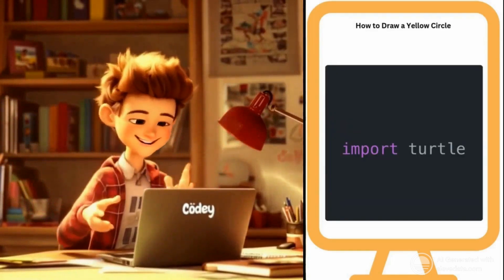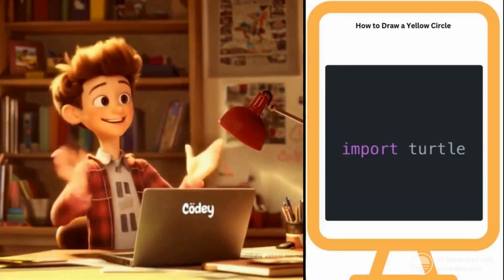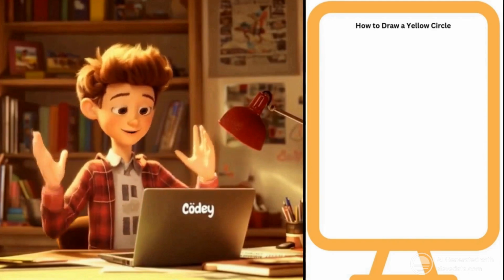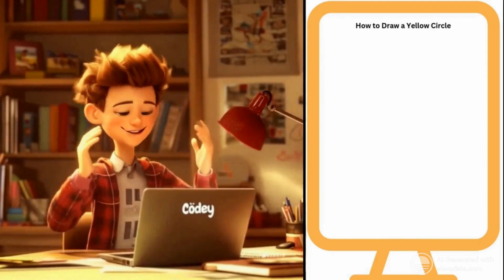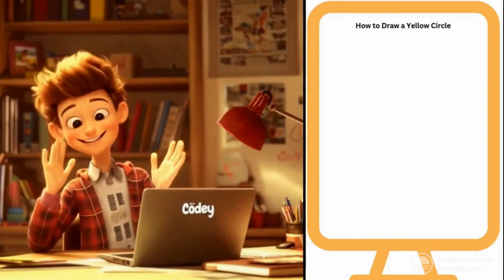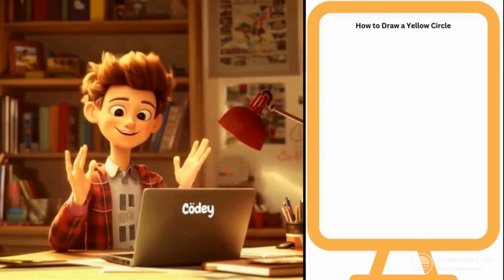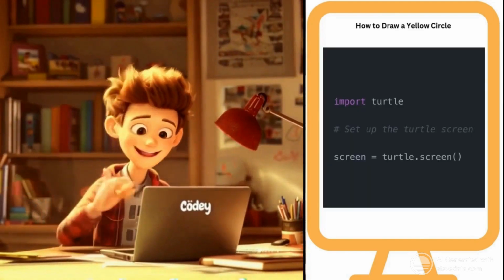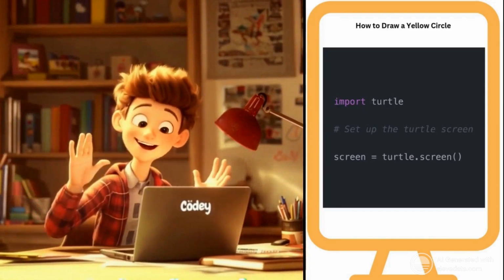Now that the turtle is here, we need a drawing board, a clean screen, where our turtle can move around and draw. So we roll out the digital paper that's our screen. That's what screen equals turtle.screen() does. Your turn to try. Type screen equals turtle.screen() in your code editor.